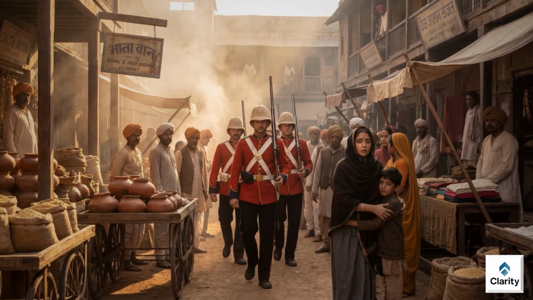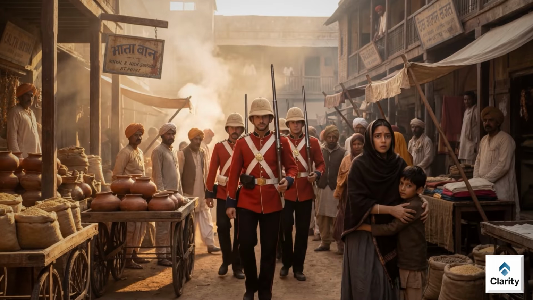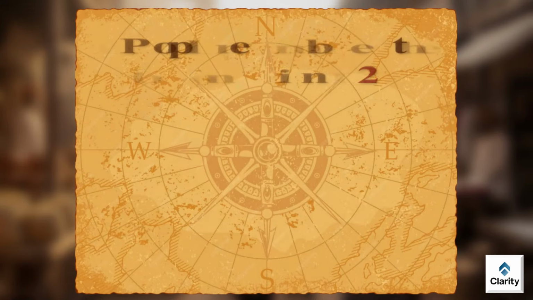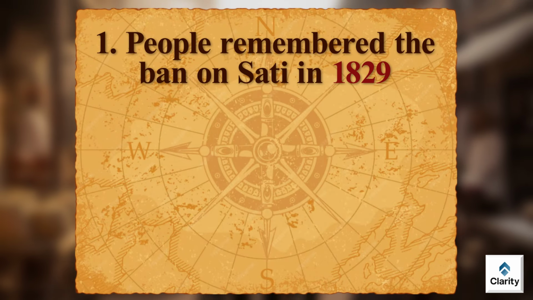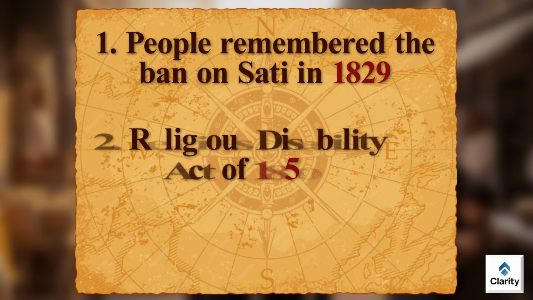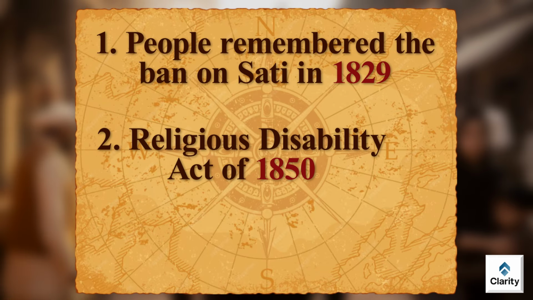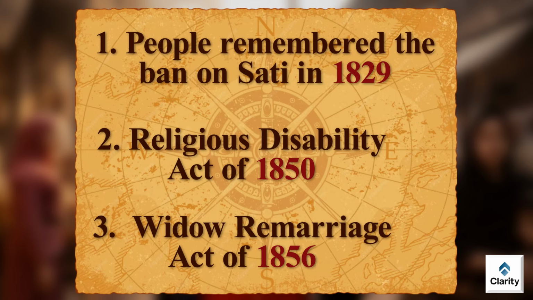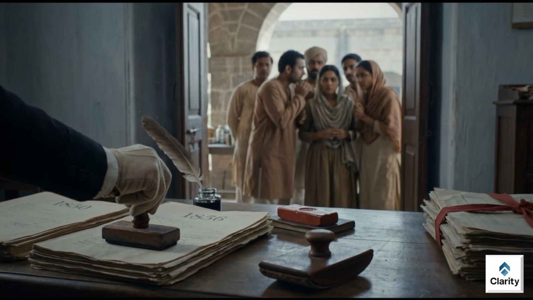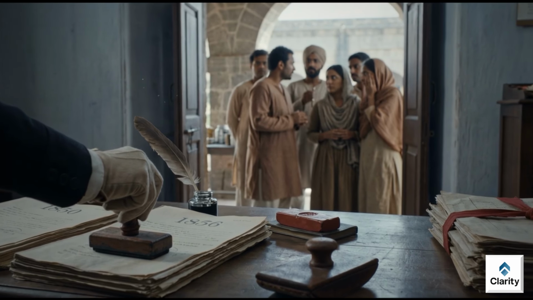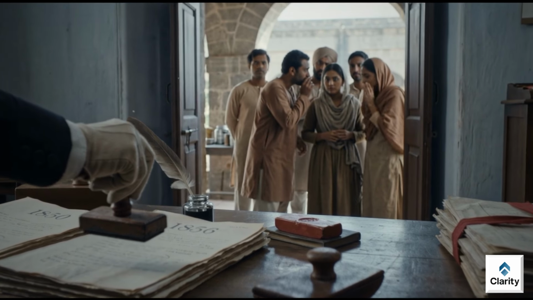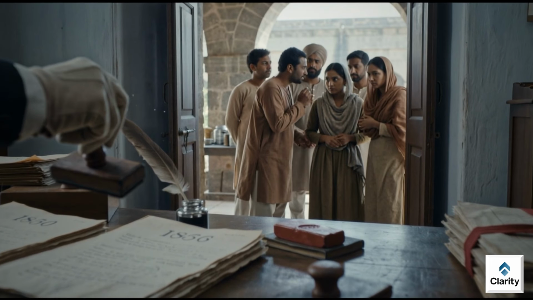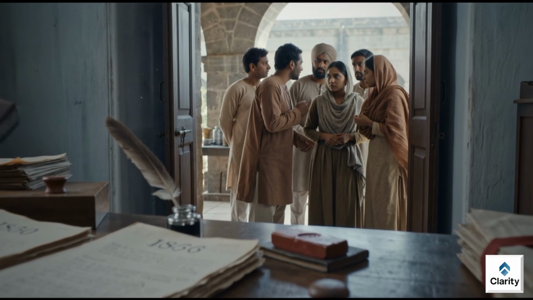This suspicion became stronger due to British interference in social customs. People remembered the ban on sati in 1829. Then came laws like the Religious Disability Act of 1850 and the Widow Remarriage Act of 1856. Many ordinary people did not read the fine print. They only saw one pattern: the government is entering our personal and religious life.